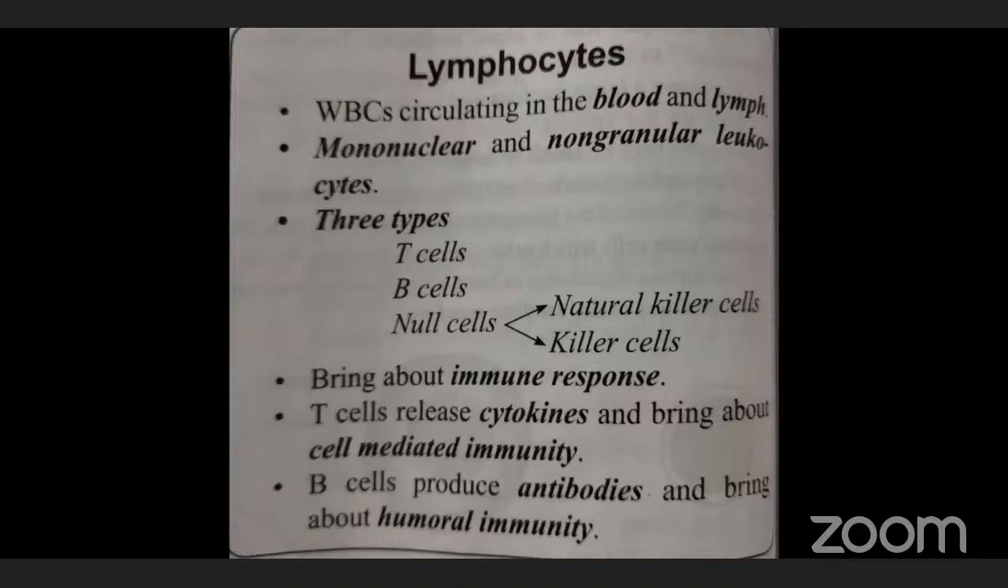Next one is lymphocytes. Lymphocytes means, as I told just now, the WBC circulating in the blood and lymph. Mostly the types of lymphocytes are B cells, T cells, and natural killer cells. Clear? Lymphocytes bring the immune response.